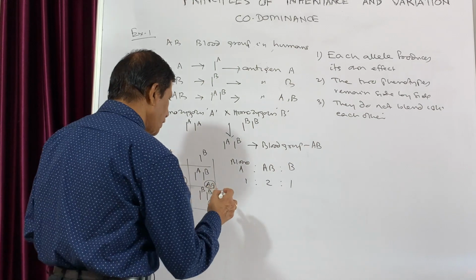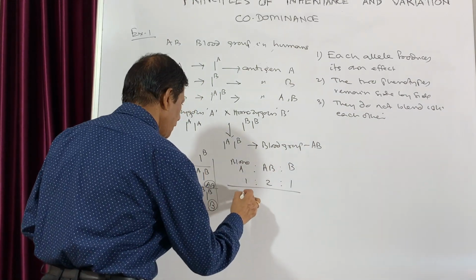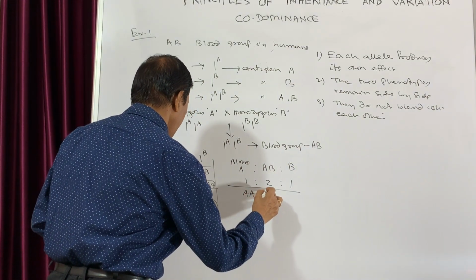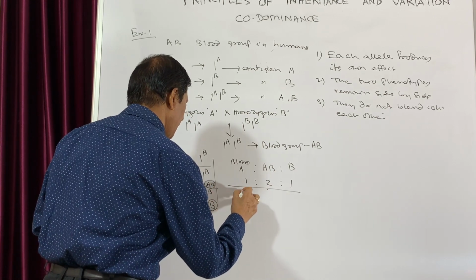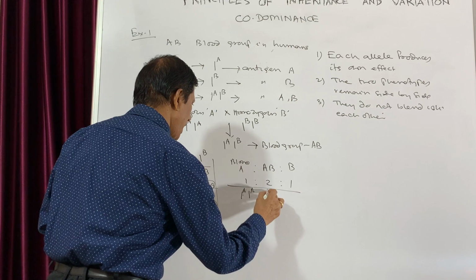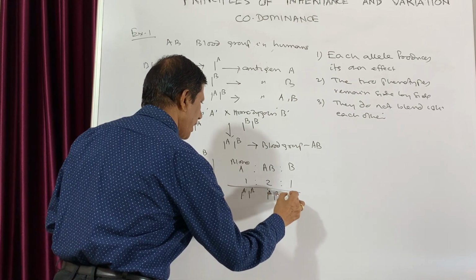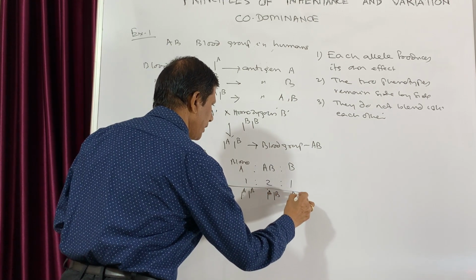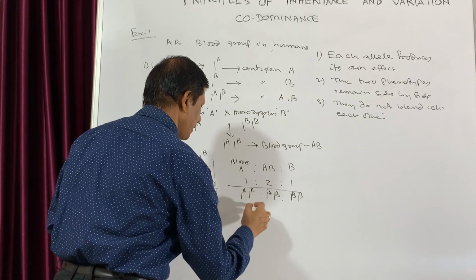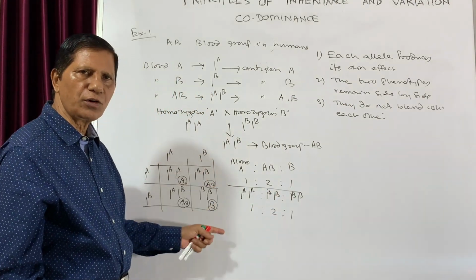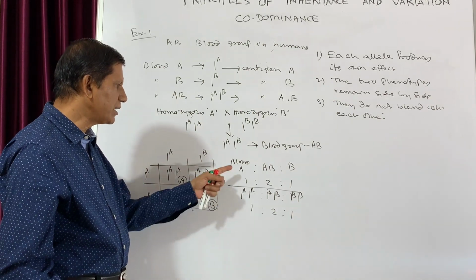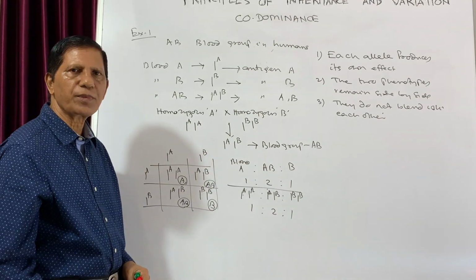If we come to the genotypic ratio, we can write it like this: IA IA, IA IB, and IB IB. This is also in the ratio of 1:2:1. That means both the phenotypic and genotypic ratios are the same, 1:2:1.